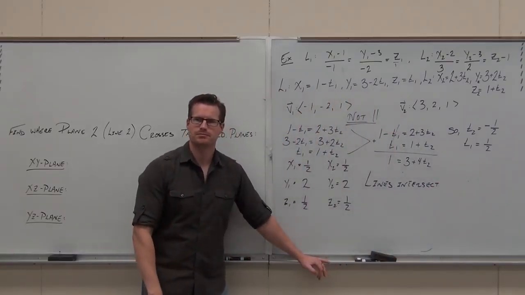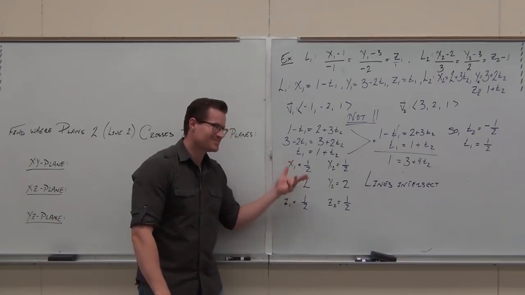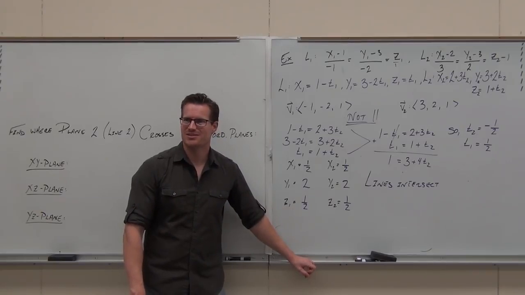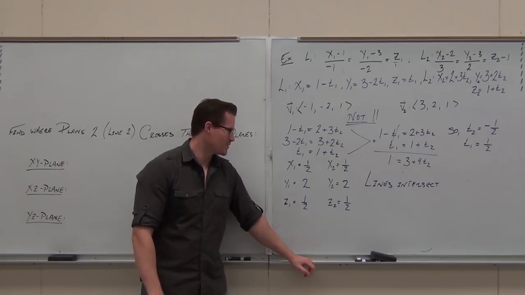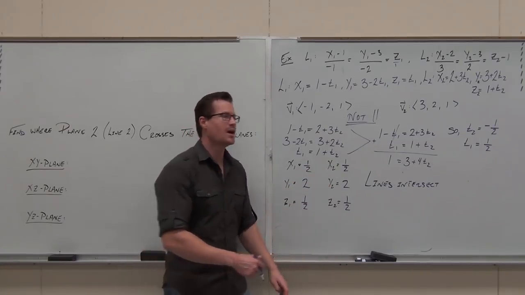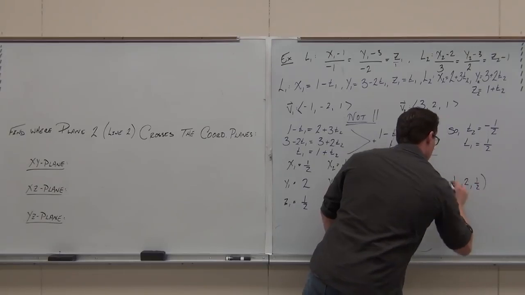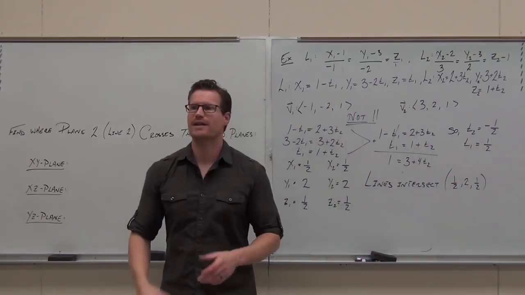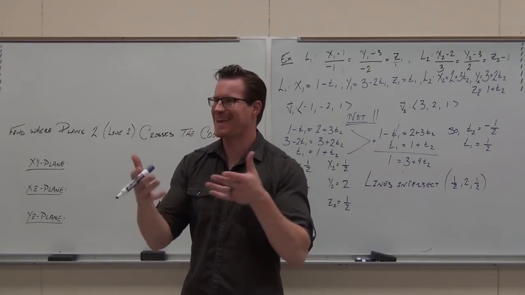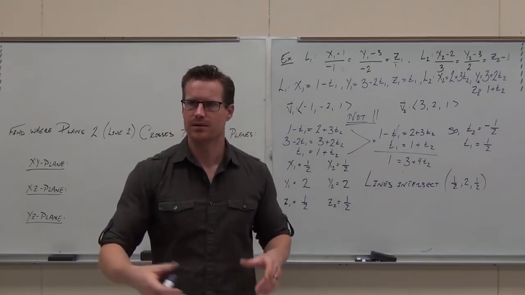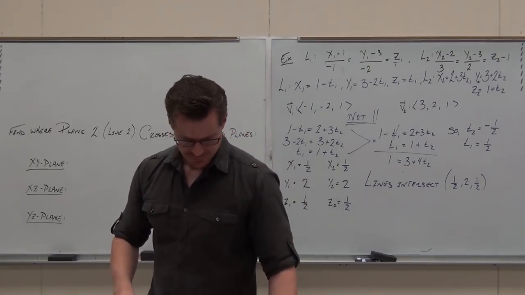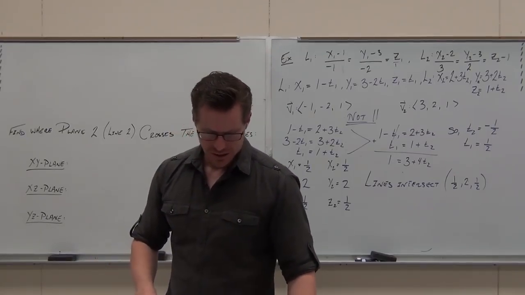At what point? Well, you found the point. X1, Y1, Z1, or X2, Y2, Z2, because it's the same thing. They intersect at the point that we just found. That's why we said they intersect, because it was at that point. It seems trivial, but you need to understand that. Are you okay with it?